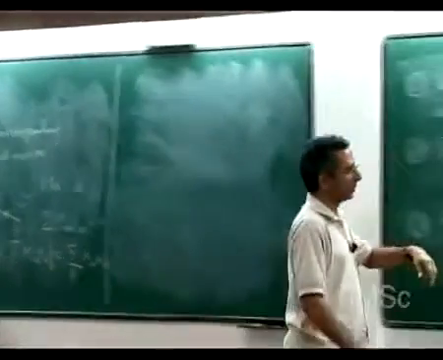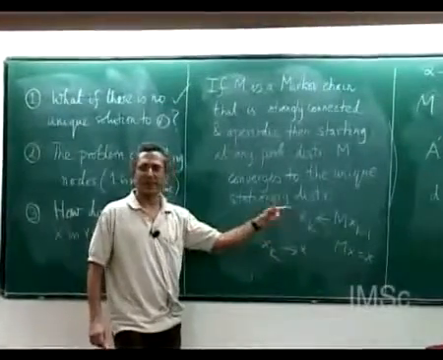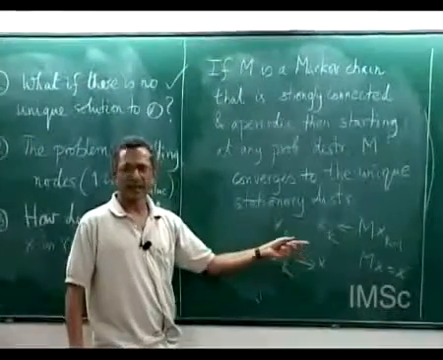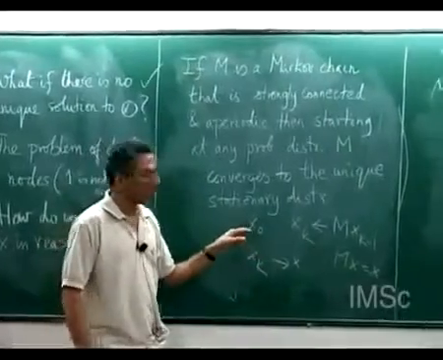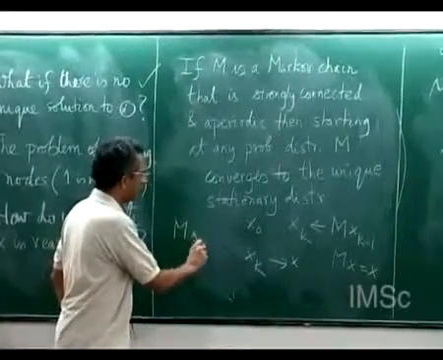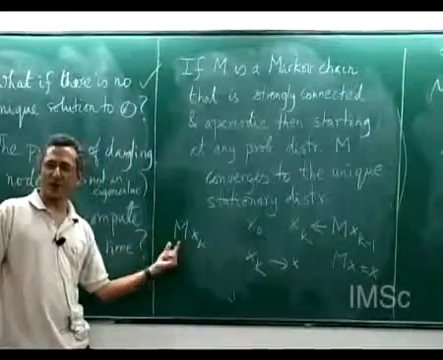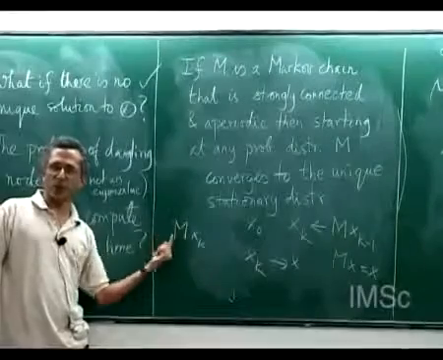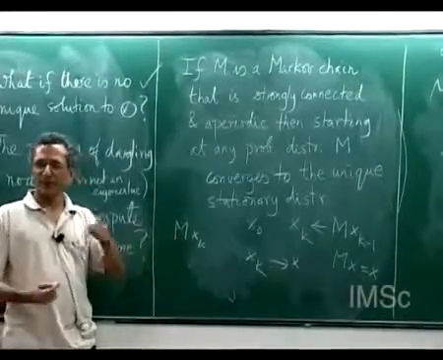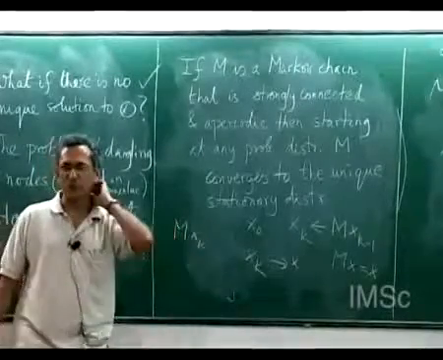See how the algorithm works. You start with an arbitrary probability distribution and keep repeatedly applying M to it. Every time you apply M to a probability distribution x_k, you can check that M x_k is also a probability distribution, because it's a convex combination of probability distributions. Each column is a probability distribution, so it's a convex combination, and therefore that's also a probability distribution. You'll always get a probability distribution.